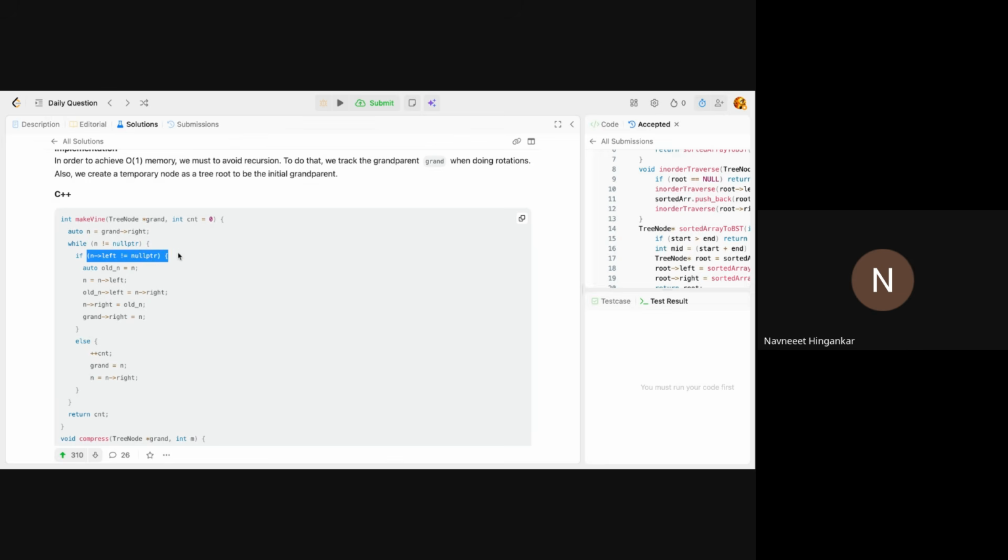If n's left is not a pointer, old n update the node and equal to n; current pseudo root gets to right. Like this, old n's left portion is n's right, then this is just a swapping thing. n right is equal to old n, grand right is equal to n, right? Like else plus plus count and n equal to n right.